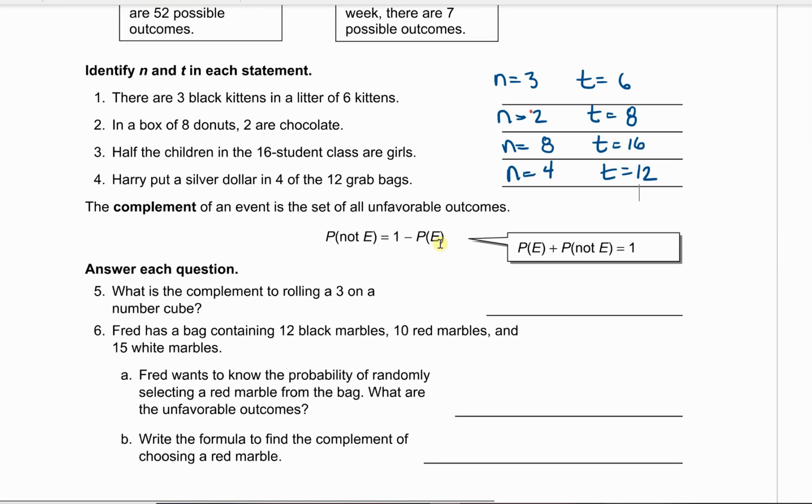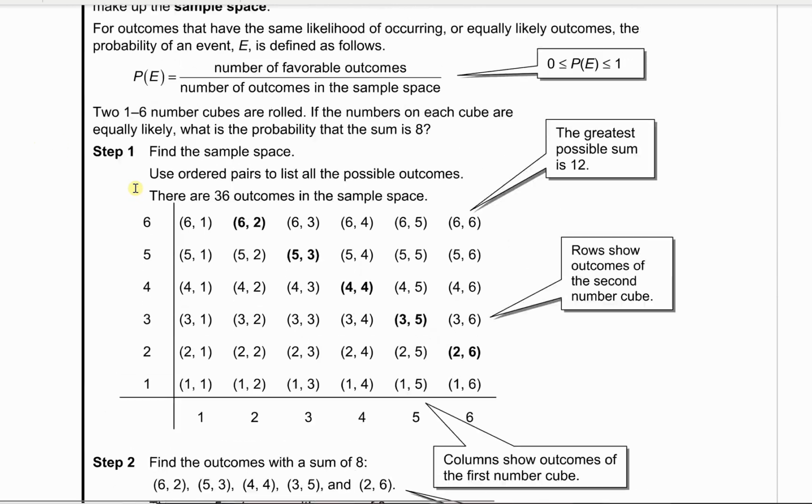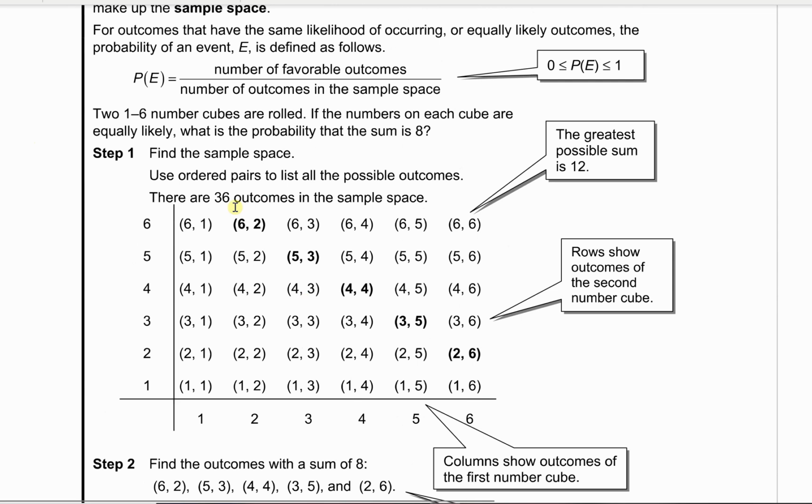We'll get to complement in a minute, but let's take a look at probability in more detail here. Probability measures the likelihood of an event or the outcome. We already talked about this quite a bit, but here's another possible sample space. What if you want a sum to be 8? There are actually 1, 2, 3, 4, 5 different combos that add up to 8.